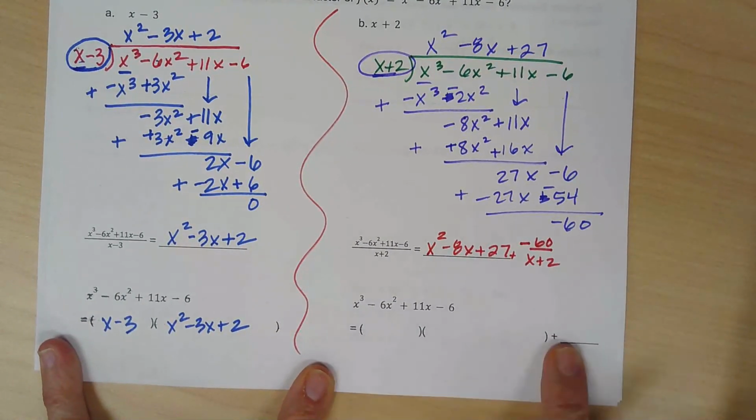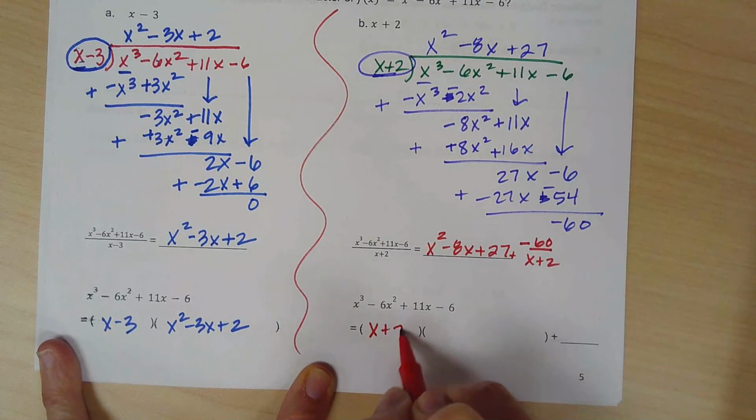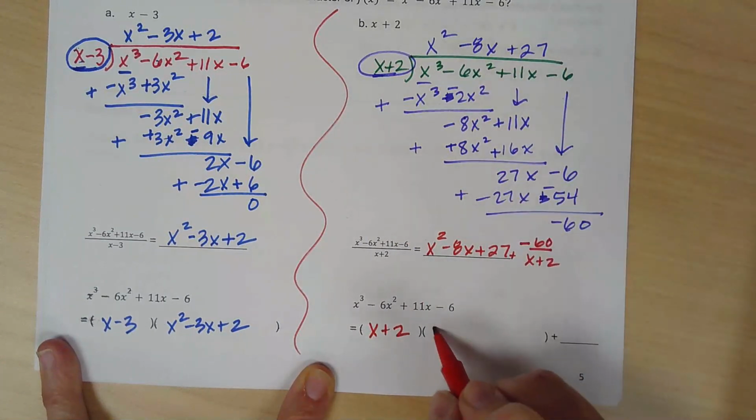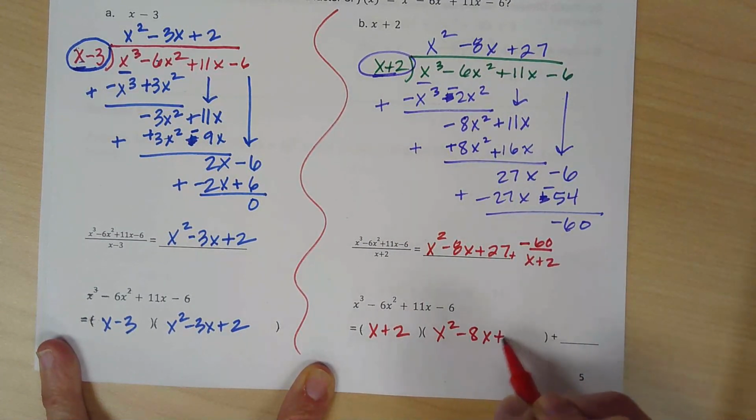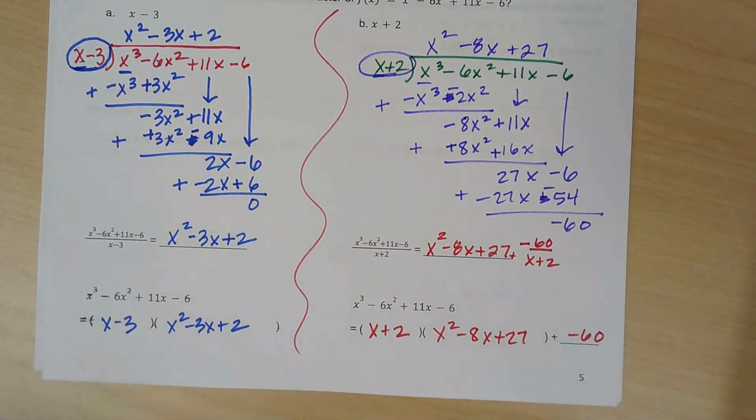So to write this out in factored form, like what did we multiply together to equal this polynomial? Well, we took x plus 2, we multiplied by this, but then we also had negative 60 left over. And so that's what that's going to look like.